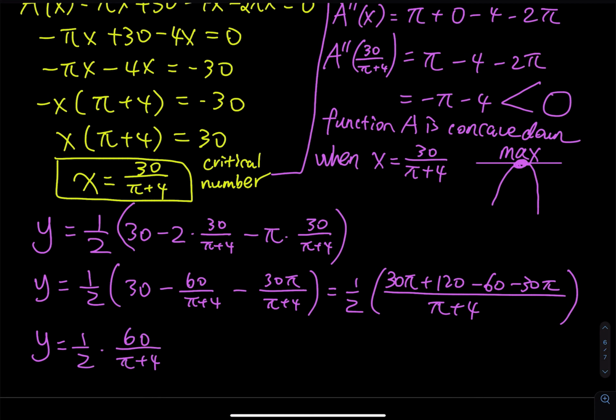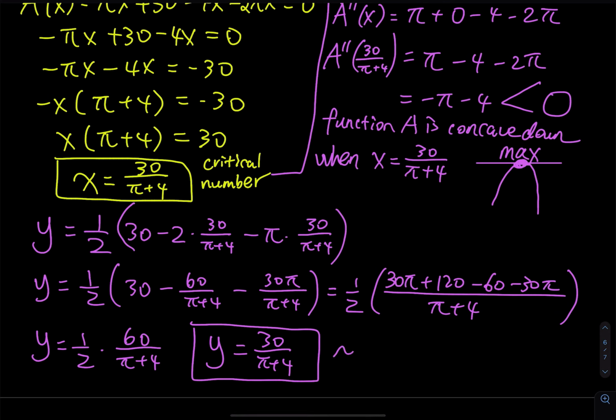Take the 60 divided by 2, so y is equal to 30 divided by pi plus 4 as well. So this is your y, and this is approximately equal to 4.2 feet. The 4.2 is just for yourself when you do homework online, unless they tell you to approximate. Otherwise, never approximate. So to answer this question, when x and y are equal to 30 divided by pi plus 4, what is maximized? The area of the Norman window that we are talking about is maximized.